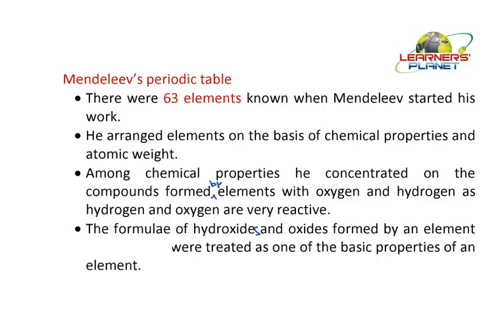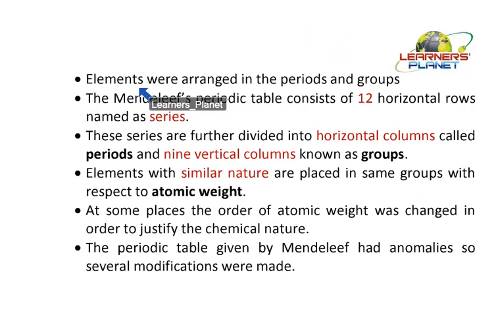Now let's see what's there in Mendeleev's periodic table. Elements were arranged in periods and groups. Mendeleev's periodic table consists of 12 horizontal rows named as series. The periodic table which he gave originally consists of 12 horizontal rows, which he named series. These series are further divided into horizontal columns called periods and 9 vertical columns called groups.